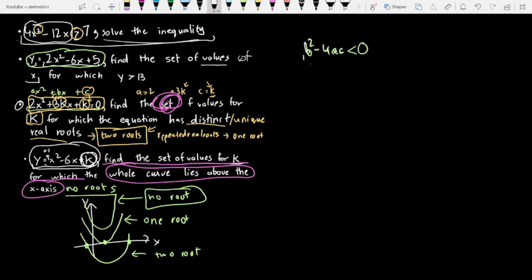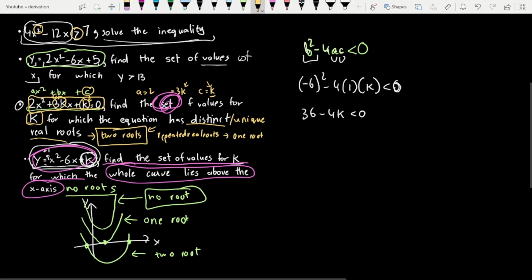So how do we solve this out? Well, we put in the value for b, the value for a, and the value for c. Now, b is equal to -6. I found this from the equation over here. And then a is equal to 1. And then c is equal to k. All of this is less than 0. So we can just solve this out. We get 36 over here, and we get -4k is less than 0.